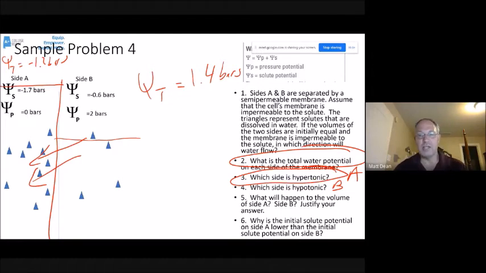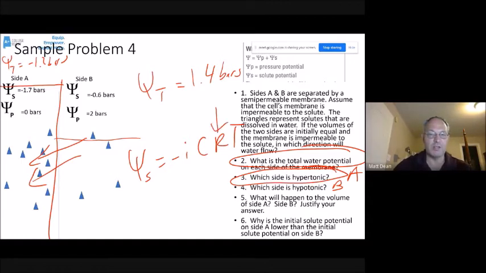And then why is the initial solute potential on side A lower than the initial solute potential on side B? Well, we got to think back to that equation. Assuming everything else is the same, R is a constant, assuming that the temperature is a constant. When there's a higher concentration, that makes this number become a more negative number. And the more negative the number, the higher the solute concentration.